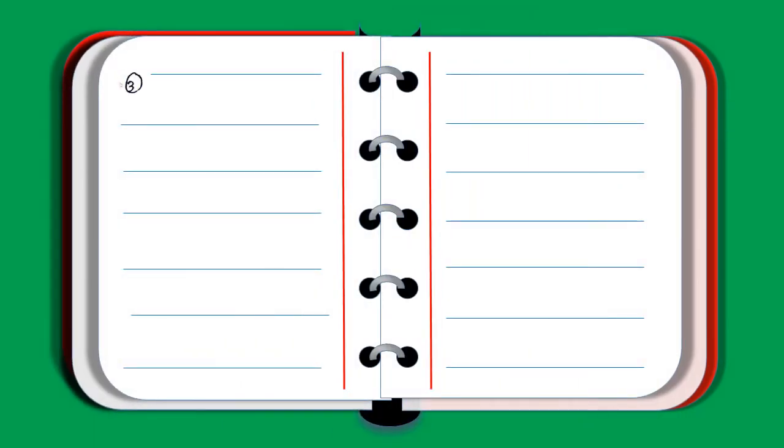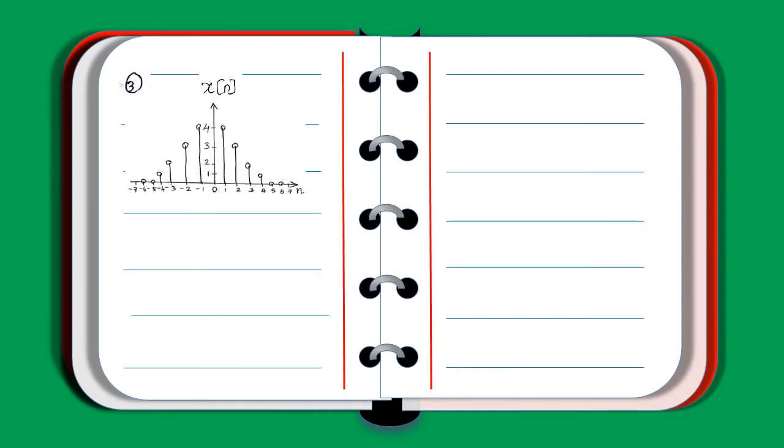Let us go to problem number 3. A discrete time signal x of n is given as shown in the figure. Find out y of n is equal to x of 2n. This is a question related to time scaling. The scaling factor is 2.